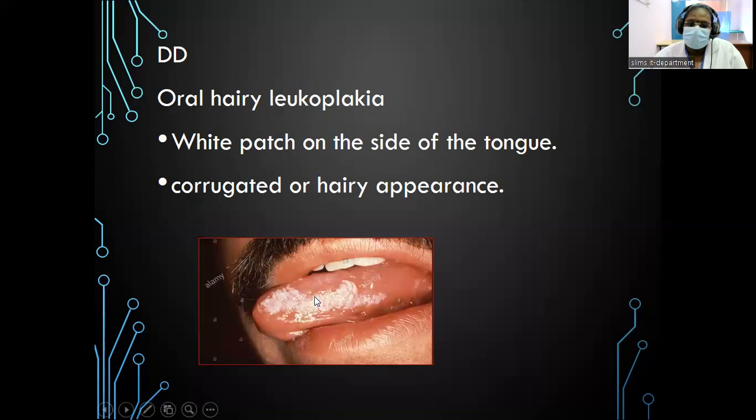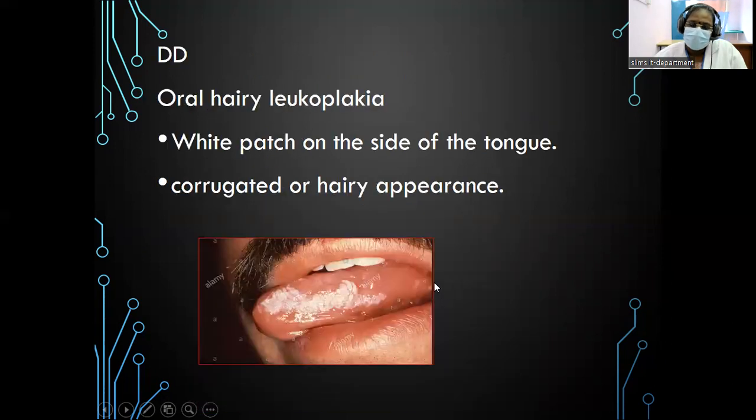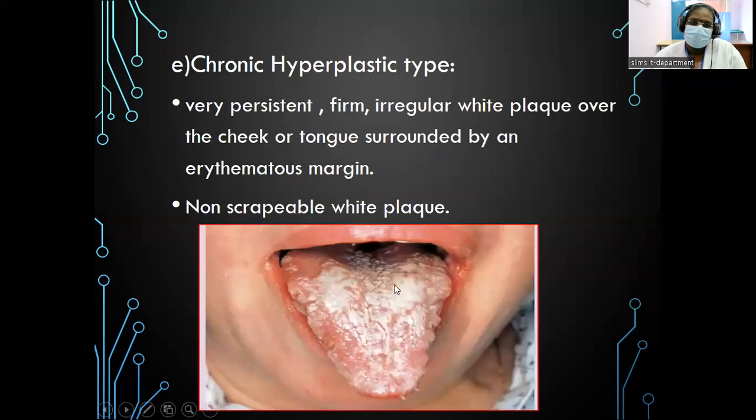The commonest differential diagnosis for the chronic hyperplastic type of oral candidiasis is oral hairy leukoplakia. Its causative organism is Epstein-Barr virus, where transverse corrugations or a hairy appearance on the side of the tongue will be seen. This is a typical picture of oral hairy leukoplakia. This one is the chronic hyperplastic type of oral candidiasis.